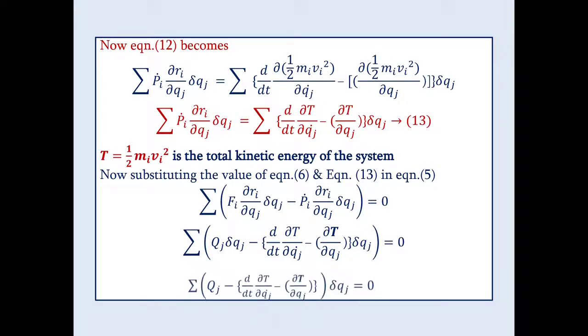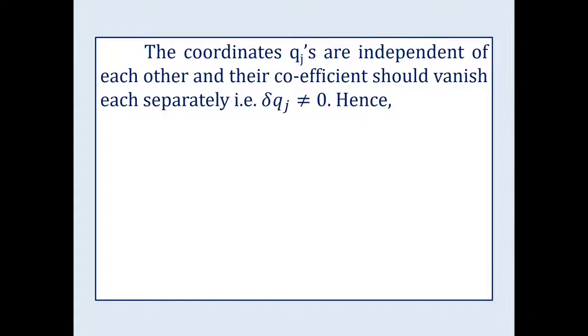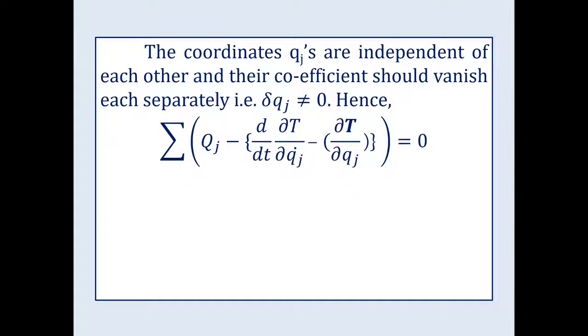In this we have δQj as a common factor, so we can take it outside. Inside the bracket, we will have capital Qj minus d/dt ∂T/∂Qj dot minus ∂T/∂Qj, everything multiplied by δQj equal to 0. But we have seen that these Qj's are independent. Q1, Q2, Q3 are independent of each other. So they will not vanish. That means δQj will not be equal to 0. So to make the previous equation valid, we make the terms inside the bracket to be 0.